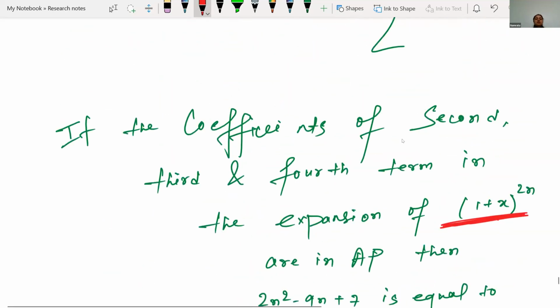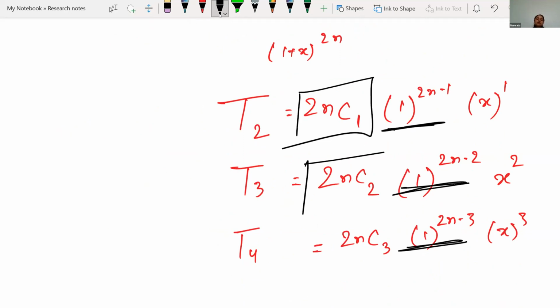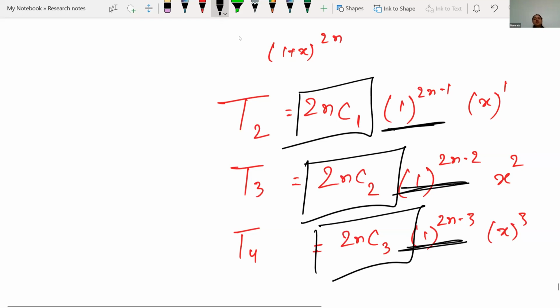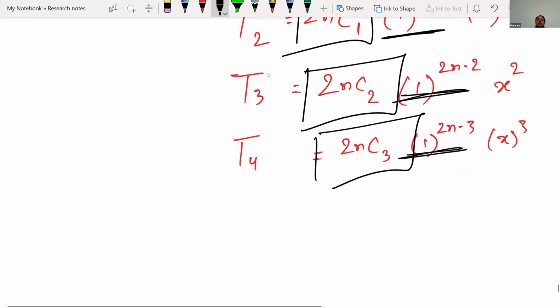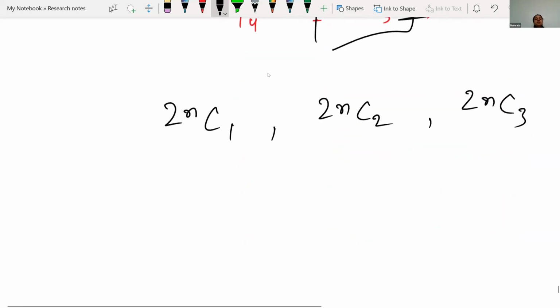Now here it says the coefficients of second, third, fourth term are in AP. Coefficients are in AP. Coefficient means 1 to the power anything is 1. Coefficient means this, this. Obviously including 1, but that is only giving us 1. That's why, even if we multiply, we will be having 2nC1 only. So coefficients are 2nC1, 2nC2, 2nC3. These are the coefficients, right? Yes, ma'am. It's in AP.